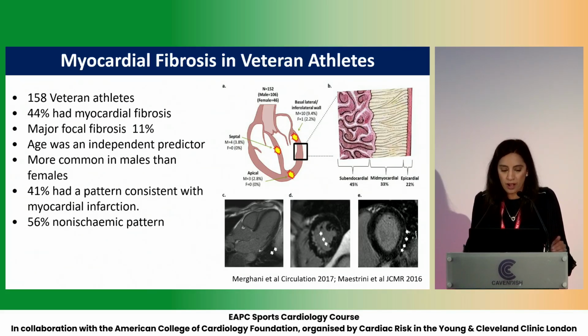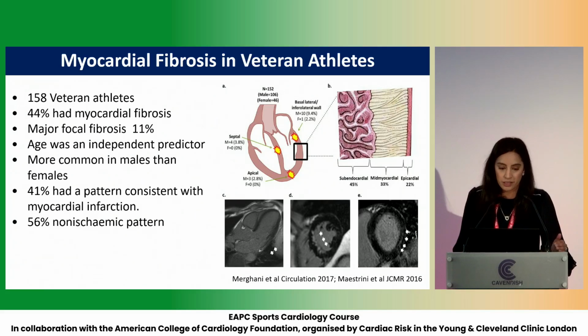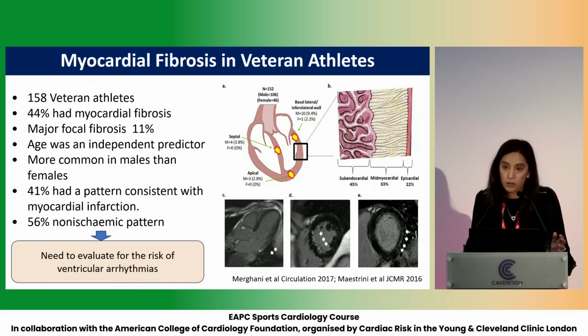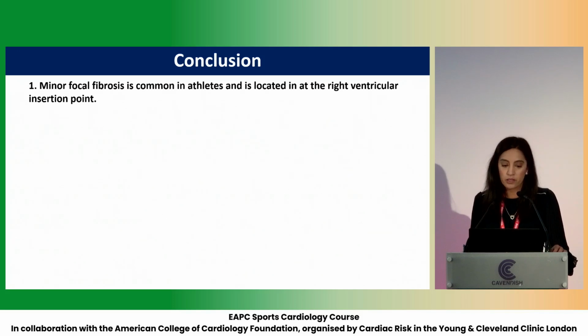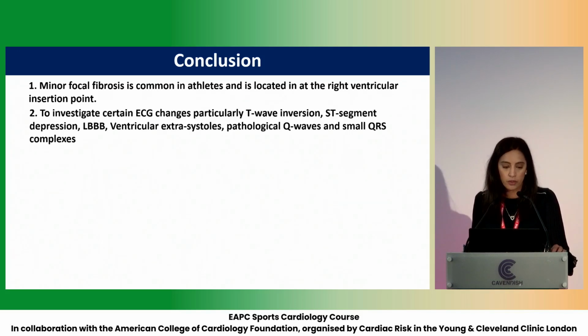And whilst we don't understand these fibrosis patterns in this sort of a cohort, I think we need to evaluate them for arrhythmogenesis until we have longitudinal data available. So my gems from this talk are: minor focal fibrosis is common in athletes, and it's located in the right ventricular insertion points. We certainly use CMR to investigate certain ECG changes, as I've highlighted here.